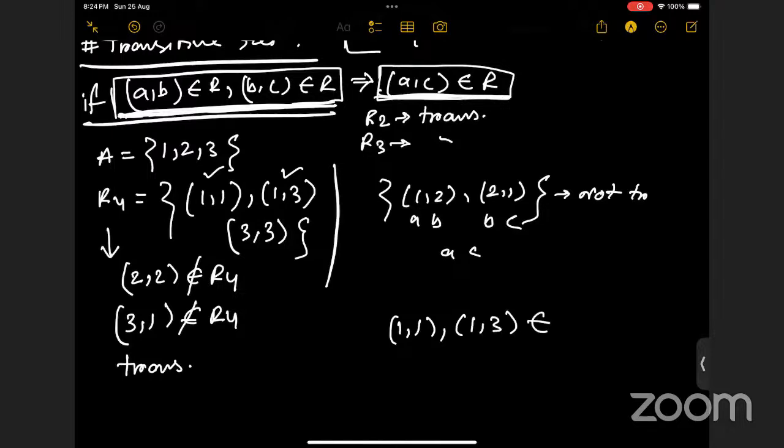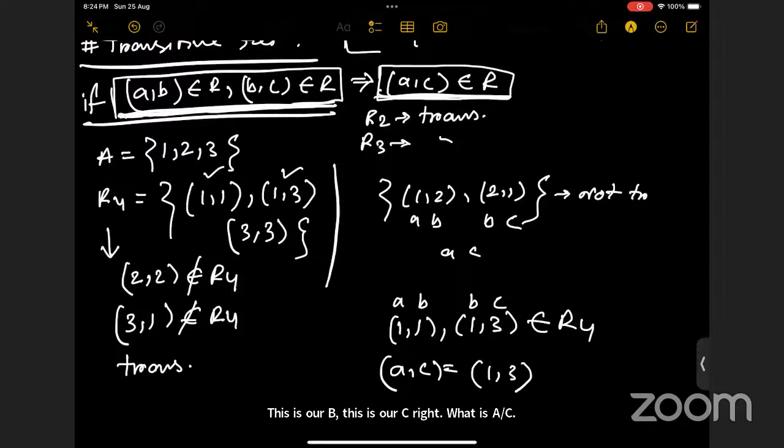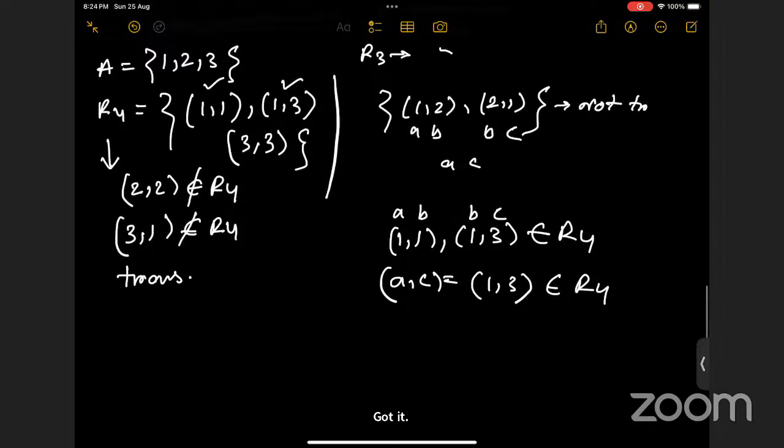1, 1 and this are in the relation, right? So this is our A, this is our B, right? Yes, ma'am. Again, this is our B, this is our C, right? What is AC? 1, 3, which is in R4, right? Okay, got it, ma'am. Okay, let us take the next one.